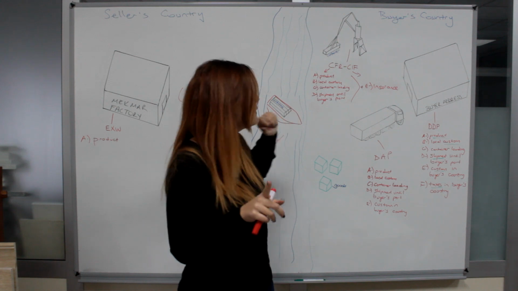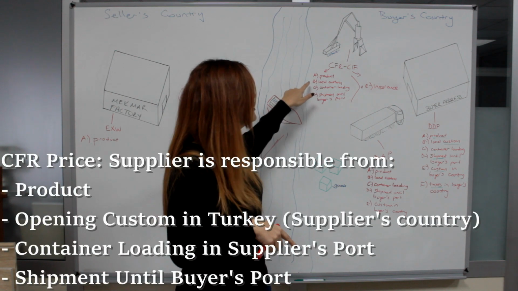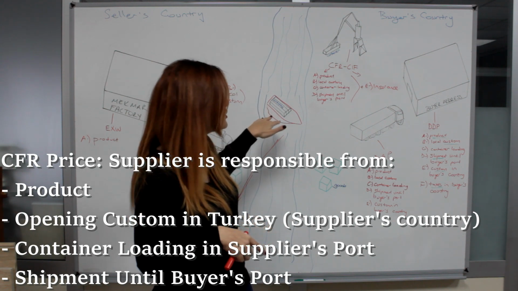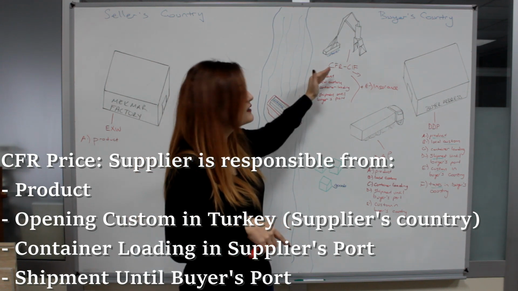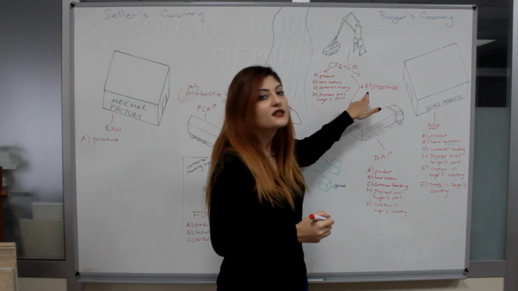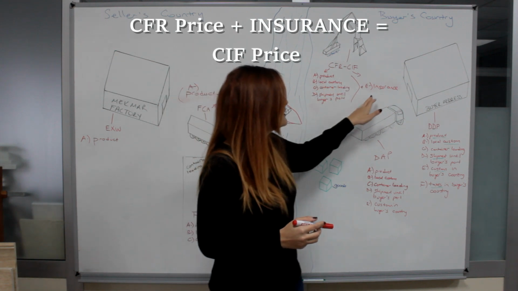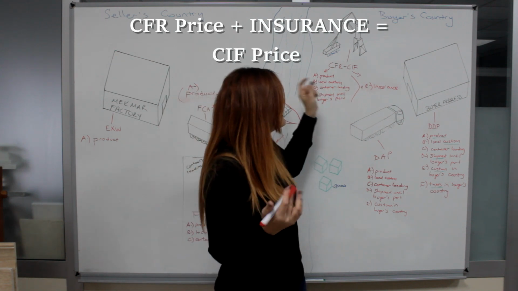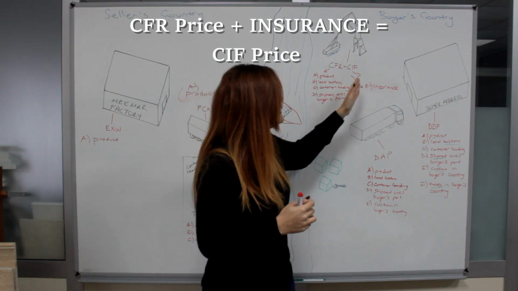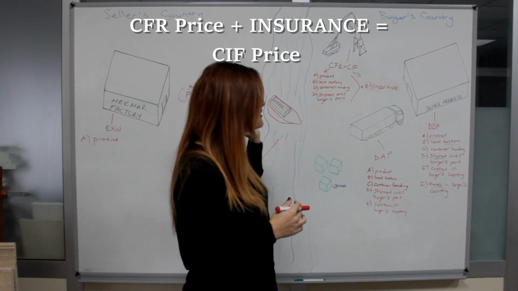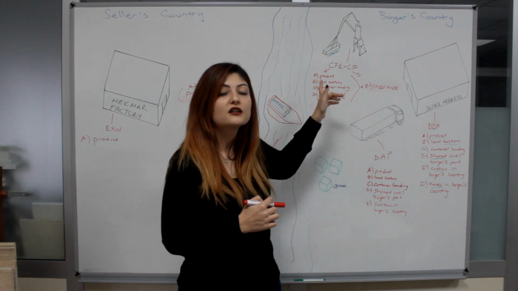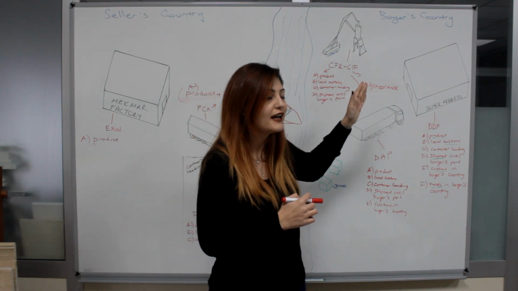In that way, Mekmar will be responsible for the product, local customs in Turkey, container loading, loading of this container onto the ship, and shipment until your port. If you want, we can also add insurance to this process, and we can get insurance for your product, and in that way the delivery term will be CIF. So basically, Mekmar will arrange everything for you and add some kind of insurance, and you will receive the product at your own port, okay?